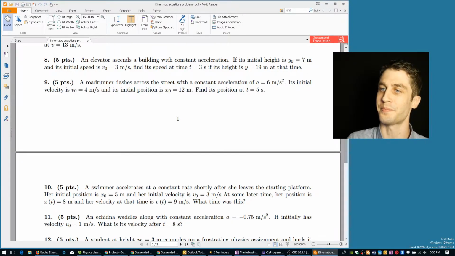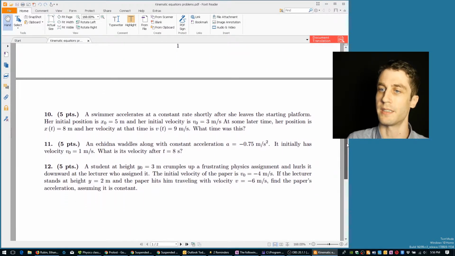Question 9. A roadrunner dashes across the street with a constant acceleration of a equals 6 meters per second squared. Its initial velocity is v naught equals 4 meters per second, and its initial position is x naught equals 12 meters. Find its position at t equals 5 seconds.